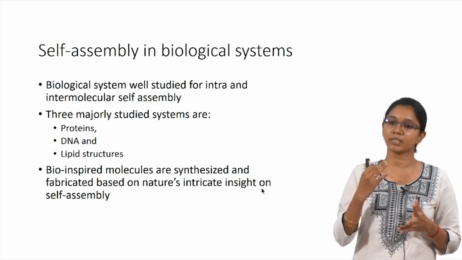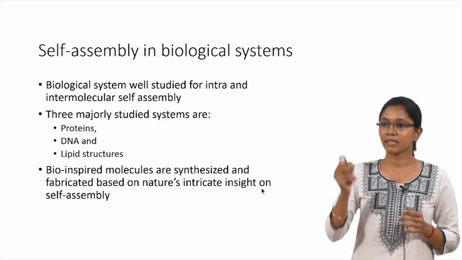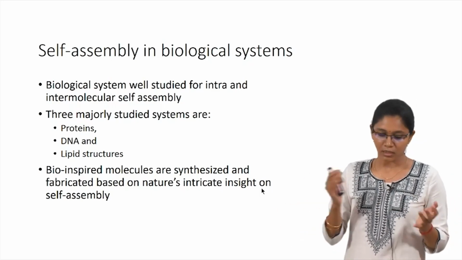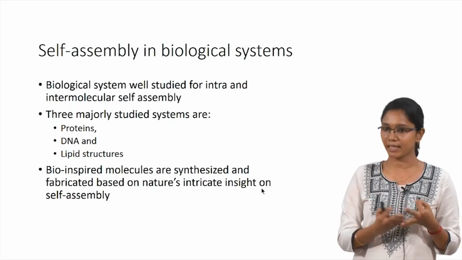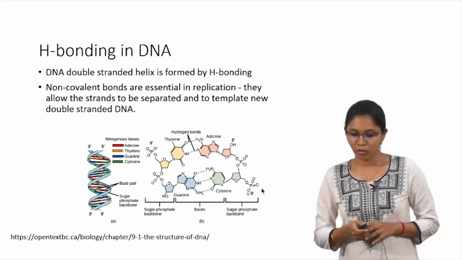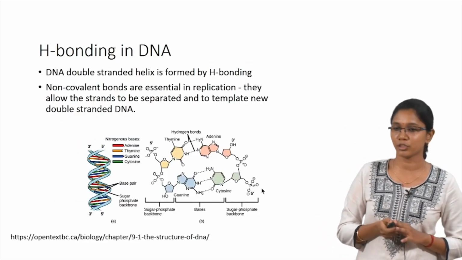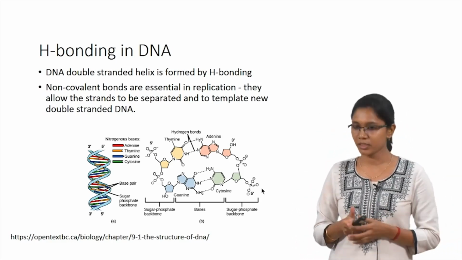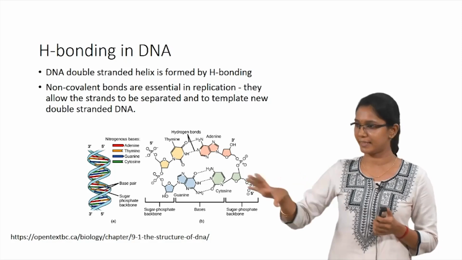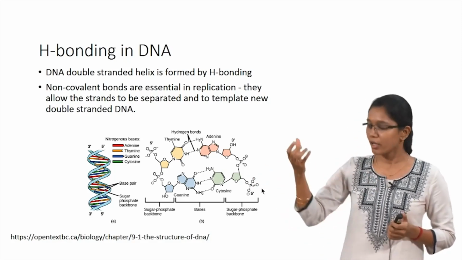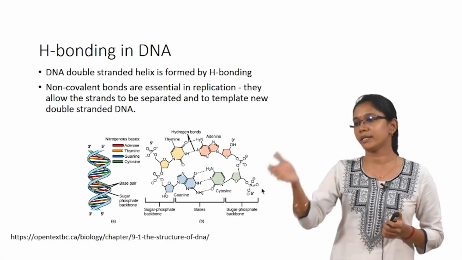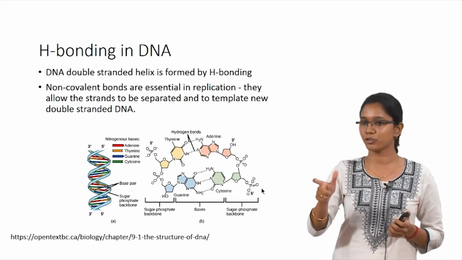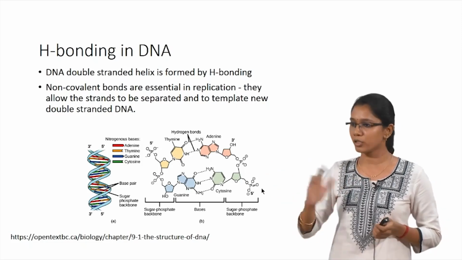There are three important systems within the biological system that are well characterized and studied for all these non-covalent interactions: the proteins, the DNA and the lipid structures. The first one will be hydrogen bonding in DNA. When you look at the DNA structure, you all know there is a DNA double stranded helix, as I have already told before. You know there is a phosphate group, a sugar and a nucleobase. The major thing holding the DNA double helix is the hydrogen bonding between the two nucleobases.